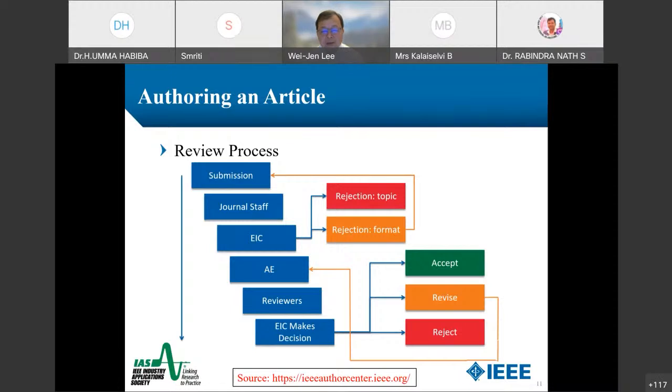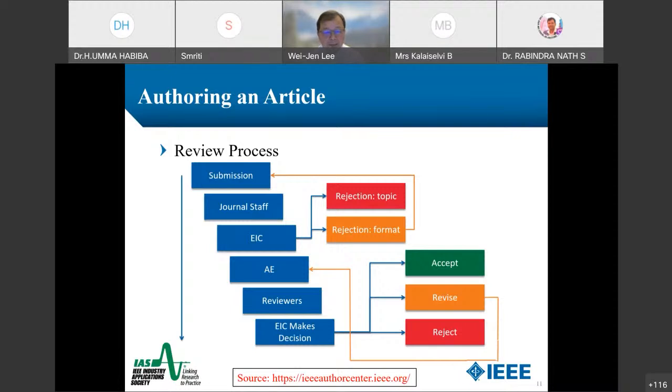So if you try to submit a very broad paper, for example, on the ultra high voltage transmission area, then the editor-in-chief may say, okay, this is outside the society's scope, and he or she can reject the paper. The other one is the format: the paper is too long, or it doesn't follow the paper template. IEEE provides all the paper templates, and they are very easy to download.